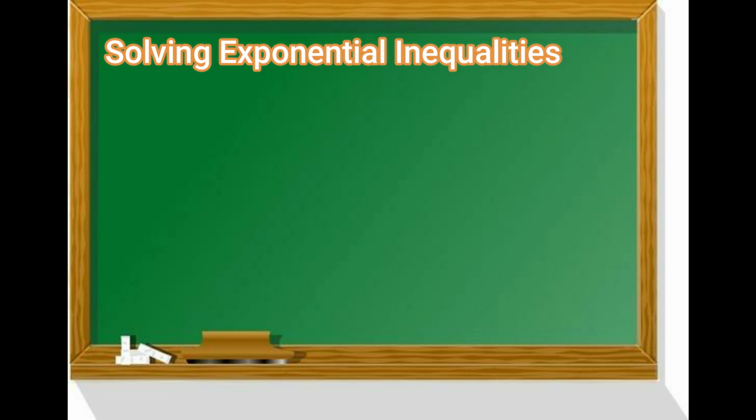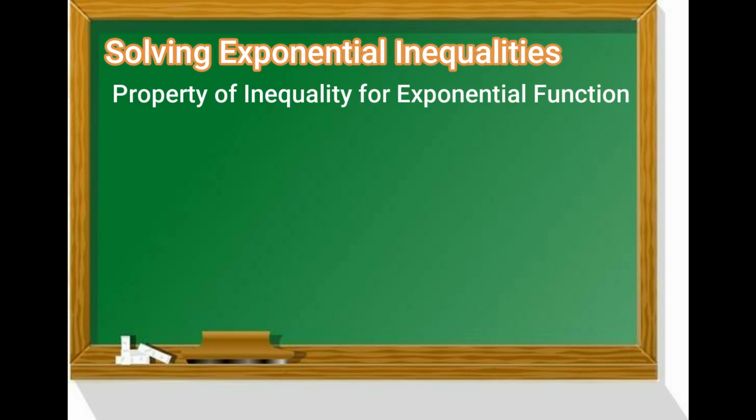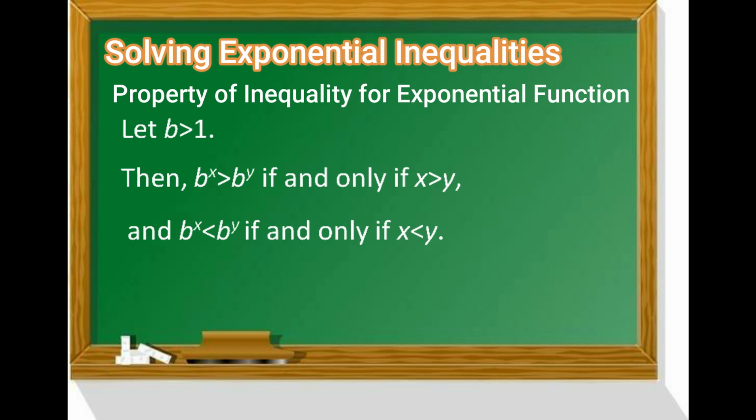In solving exponential inequalities, if both sides of an inequality are multiplied or divided by the same negative real number, the inequality symbol or sign must be changed. Property of inequality of exponential functions: let b be greater than 1. Then b raised to x is greater than b raised to y if and only if x is greater than y, and b raised to x is less than b raised to y if and only if x is less than y.